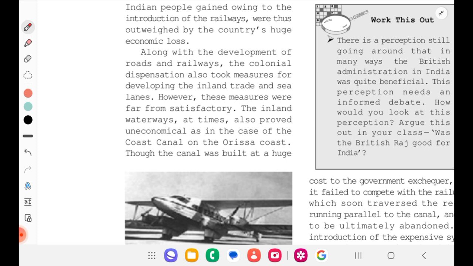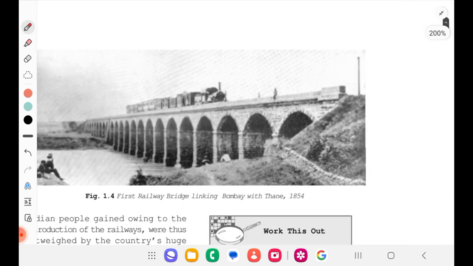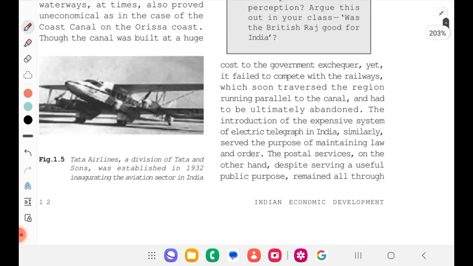The inland waterways at times also proved uneconomical, as in the case of the coast canal on the Orissa coast. Though the canal was built at a huge cost to the government exchequer, yet it failed to compete with the railways, which soon traversed the region running parallel to the canal, and it had to be ultimately abandoned.